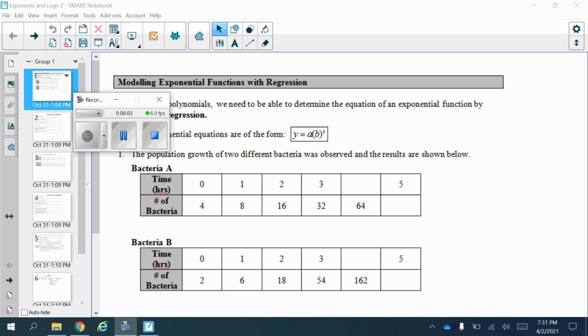Hi Math 30s, this is the second lesson of exponents and logs, modeling exponential functions with regression.